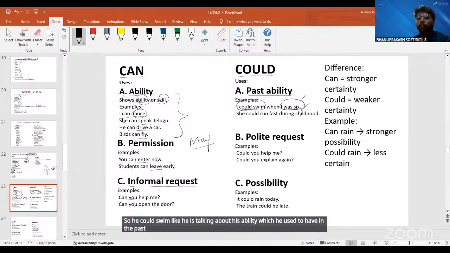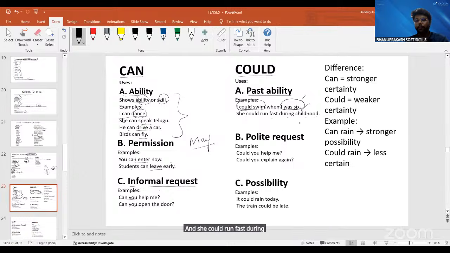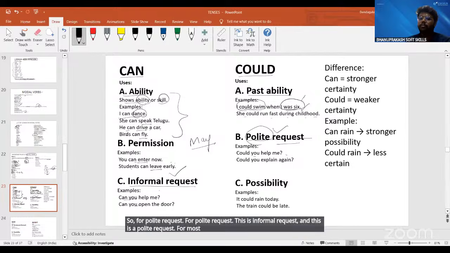And she could run fast during childhood. Again, same. And for polite requests also, could you help me? And could you explain again? So for polite request, this is an informal request and this is a polite request. For most of the polite requests, we use could.